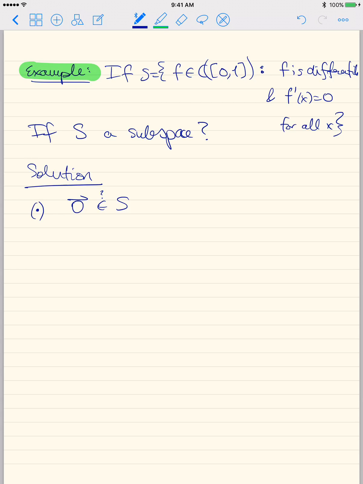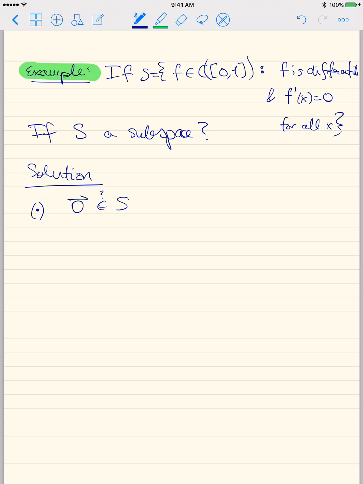Yes? You check if it agrees with the definition. Yeah, that's right. Because this set is defined to us with set builder notation, it's essentially giving us direct instructions for checking membership in the set. It says something is in the set S if it is differentiable and its derivative is 0 everywhere. So is that true of the 0 function?